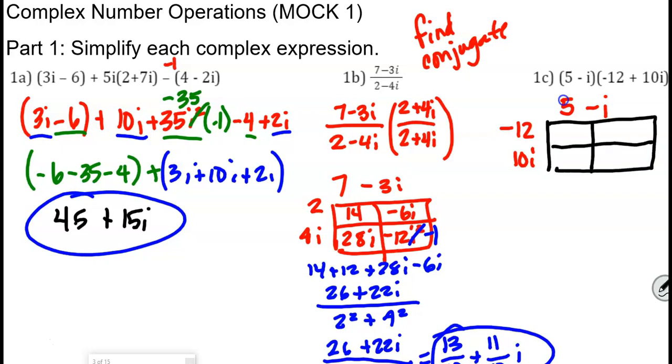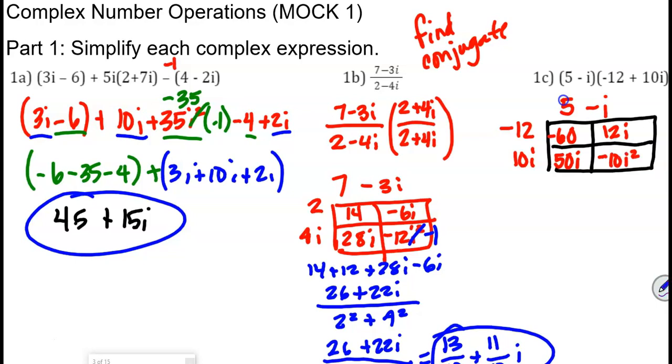So negative 12 times 5, that's negative 60. Then we got a negative 12 times negative i, so that's going to be 12i. Then we got 5 times i, that's 50i. I was doing it in my head already. And then we've got negative i times 10, so that's going to be negative 10i squared.